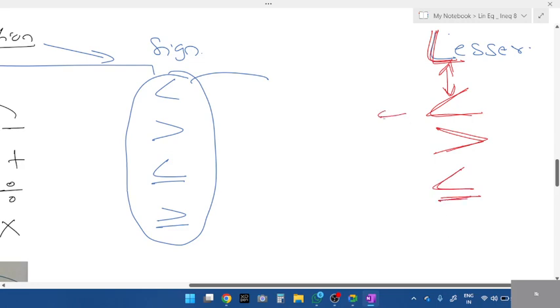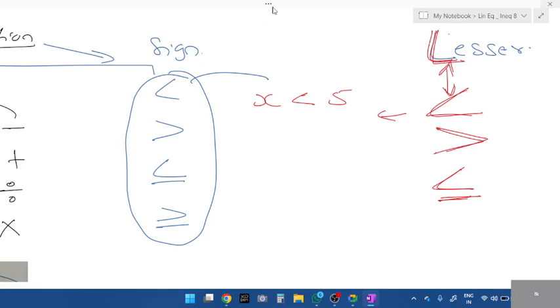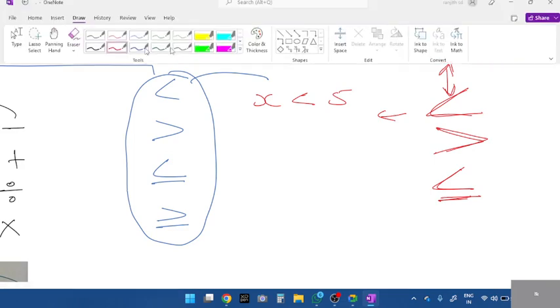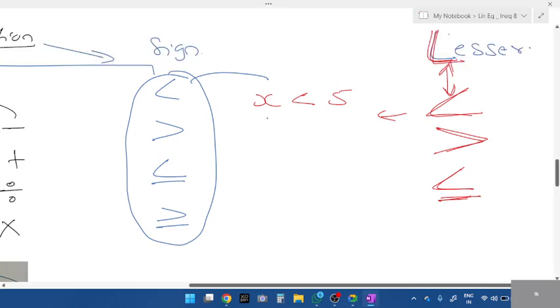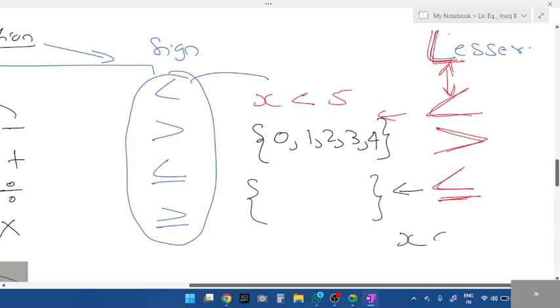For example, if less than is given, if I write x is less than 5, what are the numbers less than 5 from 0, students? Tell me all the numbers. 0, 1, 2, 3 and 4. Equal to is not given, so you shouldn't include 5. But if I take less than equal to 5, x should be less than 5.